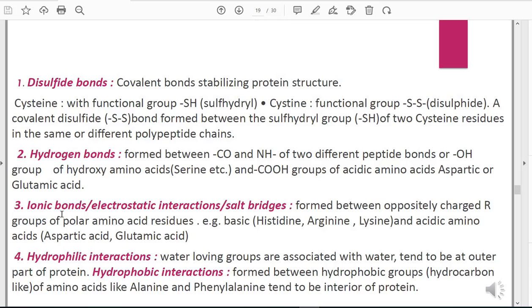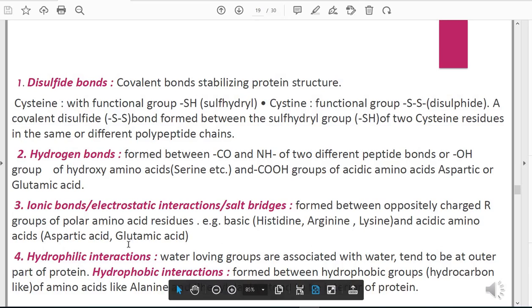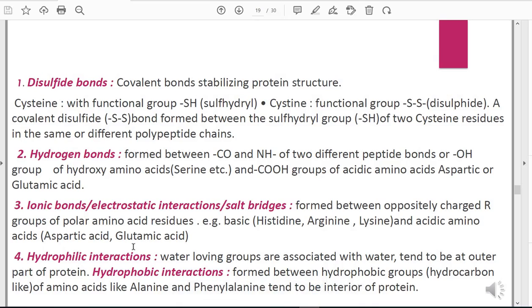The ionic bond, or electrostatic bond, or salt bridges, is formed between the oppositely charged side chain groups of the polar amino acids, the basic, histidine, arginine, lysine, and the acidic, negatively charged amino acids, aspartic or glutamic acid, forming an ionic bond.